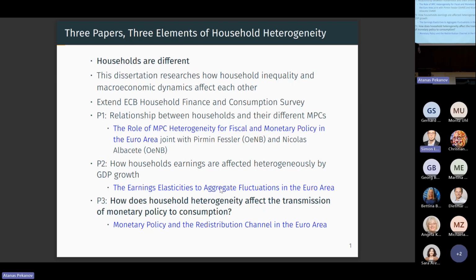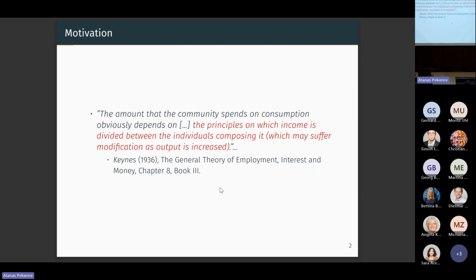The second paper is about how household earnings are affected differently by GDP growth, so how income and household earnings in times of maybe a boom, maybe a recession of different households are affected heterogeneously. And then the third paper, on which I'm going to talk about today, is how does household heterogeneity affect the transmission mechanism of monetary policy. So it's revolving around the idea of monetary policy and the redistribution channel in the euro area.